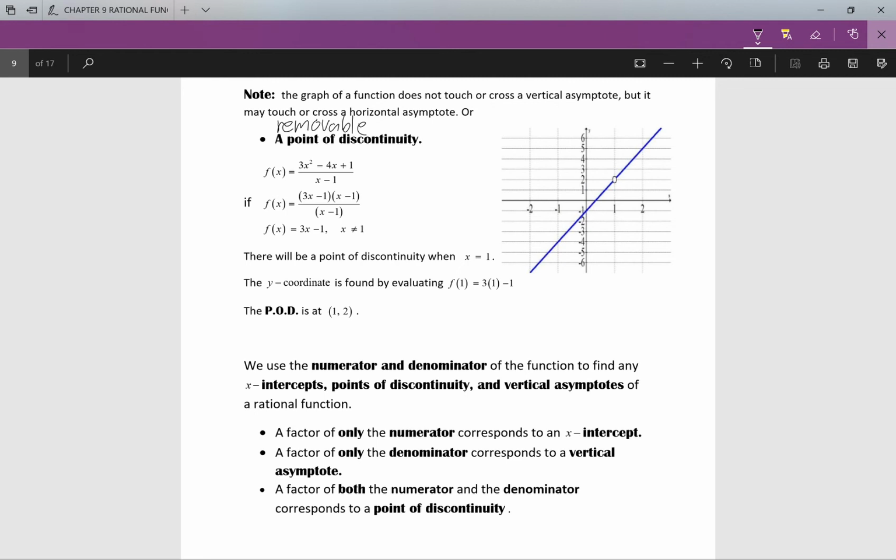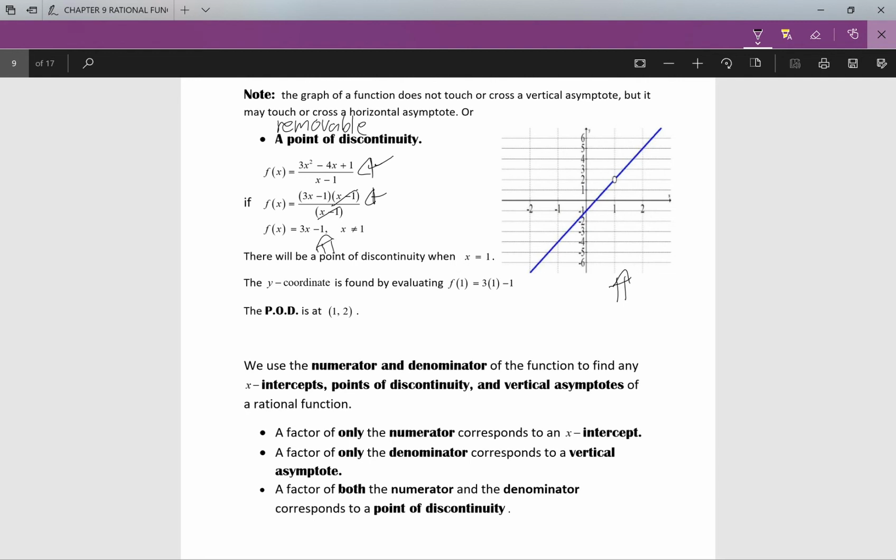Why is it called a removable discontinuity? Well, if we look at this function below, and even if you take this and plot it into your graphing calculator, what you'll probably notice is that you get a straight line. But if you look at it, it's rational. How can a rational function create a straight line? So I factor it, and when I factor it, I notice that I have an x minus 1 on top and an x minus 1 on the bottom. If I cancel out those x minus 1's, it leaves me with 3x minus 1.